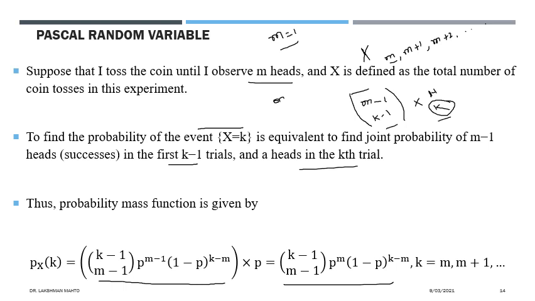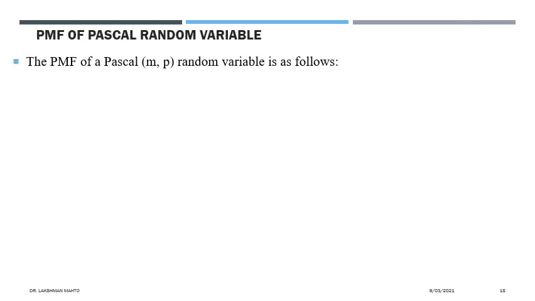It looks like binomial, but it is not binomial. And remember that it is not coming from binomial, it is coming from generalization. It is a generalization of geometric random variable. And if you talk about the value of the random variable, then it will take m, m plus 1 and it will go on like this way.